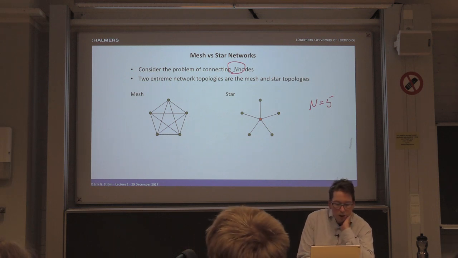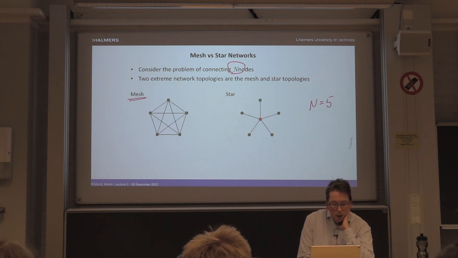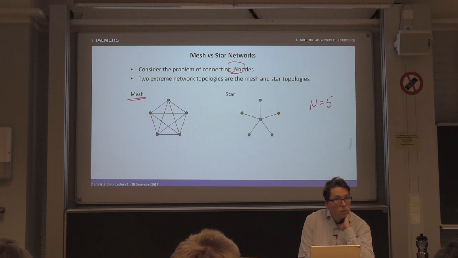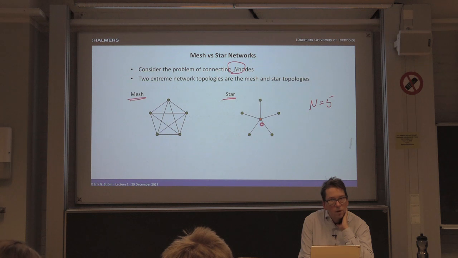If we look at the mesh network here to the left, each node has a dedicated line to each other node, right? That's one way to connect all nodes. So when we add a new node to this network, we draw lines to all earlier existing nodes. A star network is something where we have a special node in the middle, which is not an end node. This one is particular to the network. It's a network node which does not have a user attached to it, but it's only there to facilitate communication between the users. The users are at the green nodes here.